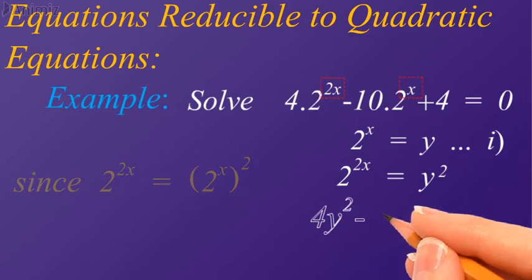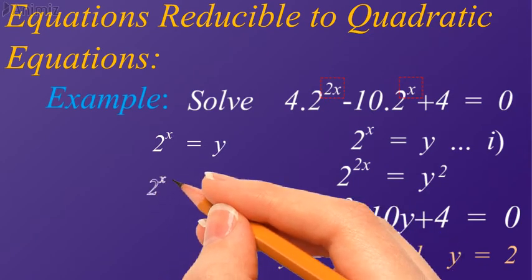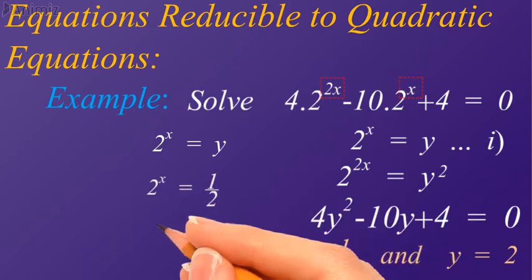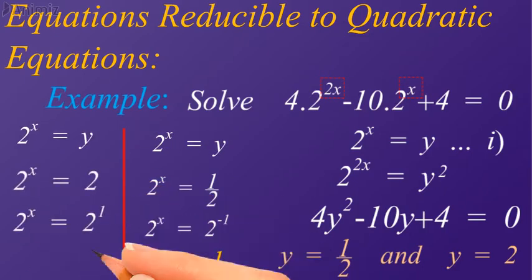We got a quadratic equation in y. We can solve this quadratic equation for y easily. Therefore, after solving this equation for y, we get two values for y, which are 1 over 2 and 2. Putting these values one by one in equation 1 to get the values for variable x. When we put y is equal to 1 over 2, then we have x is equal to minus 1. When y is equal to 2, then x is equal to 1.